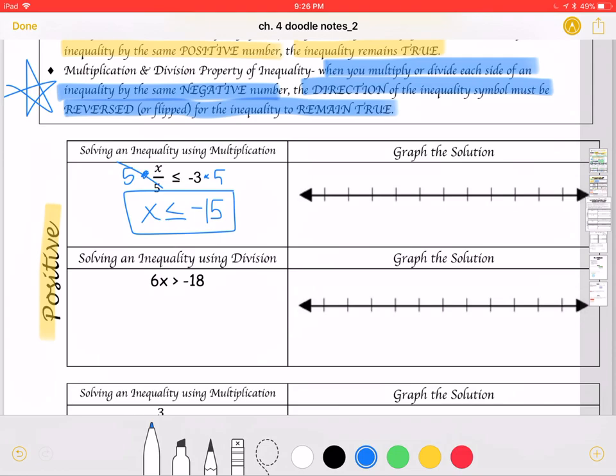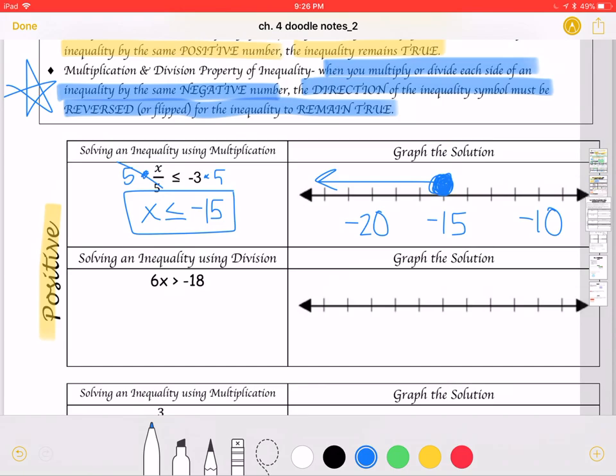Go ahead and graph that to the right. Hopefully you're putting negative 15 towards the middle. You could be labeling every one. I'm just going to make sure I have at least one number to the left, one number to the right. You should have a closed circle at negative 15. And your arrow, since this reads x is less than or equal to, should be going to the left.